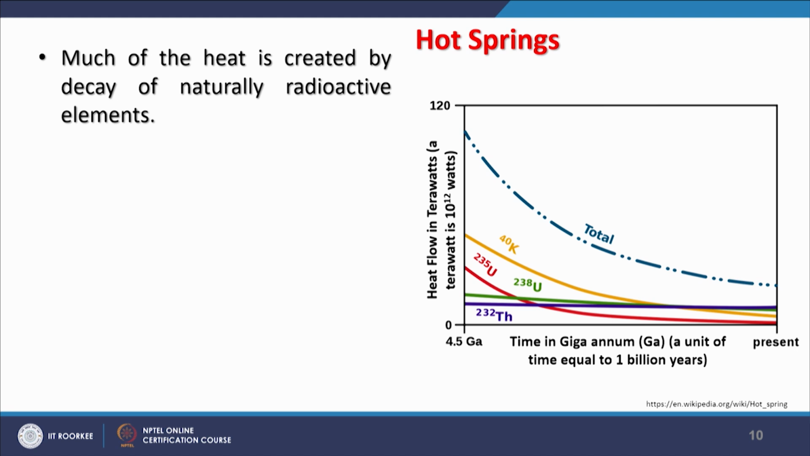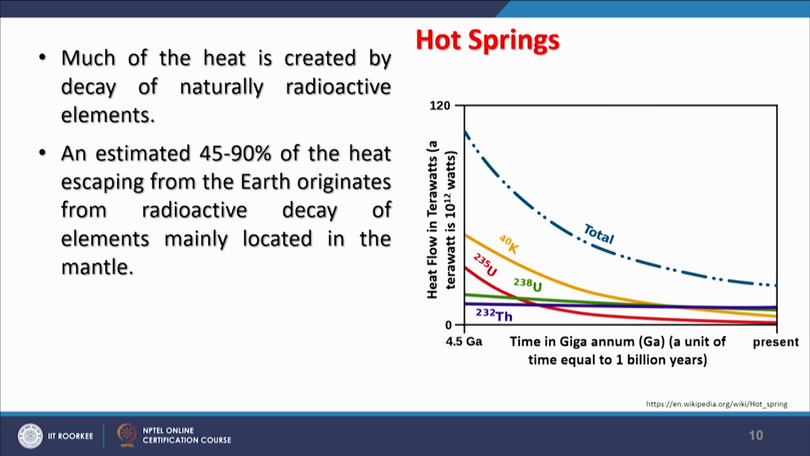So, as we know, much of the heat is created by decay of naturally radioactive elements, and that keeps happening inside the earth. As per some estimates, 45 to 90% of the heat which is escaping from the earth originates from this radioactivity or decay of elements mainly located in the top part of the mantle. So, here in the diagram you can see the heat flow in terawatts, and time in giga annum, a unit of present time equal to 1 million years.